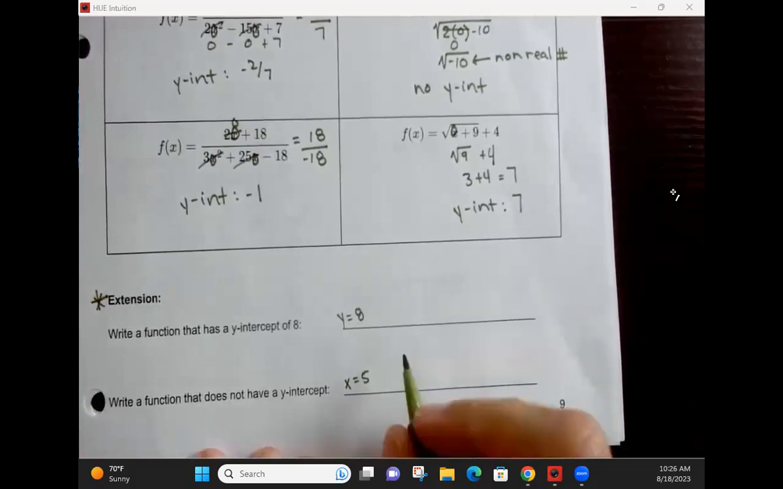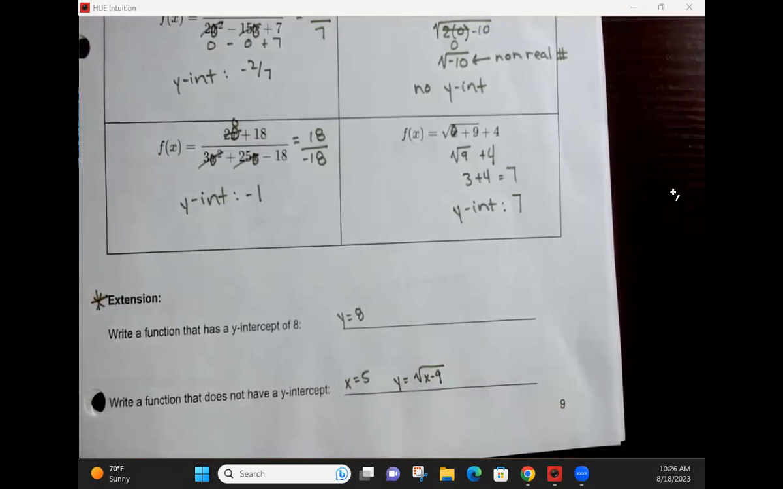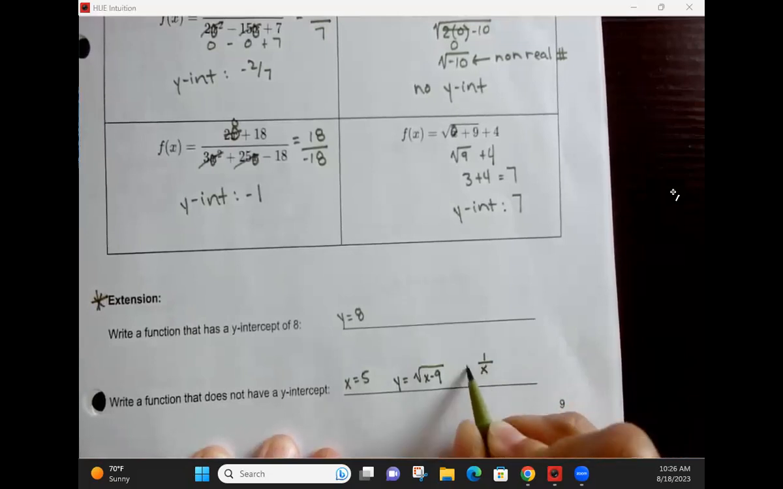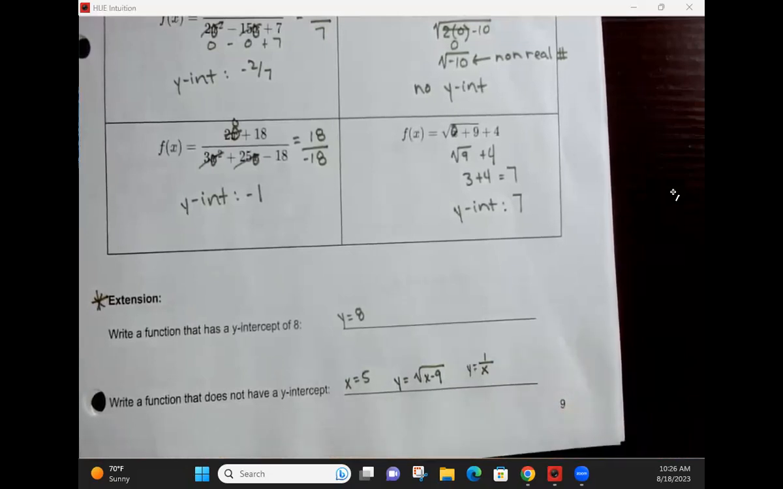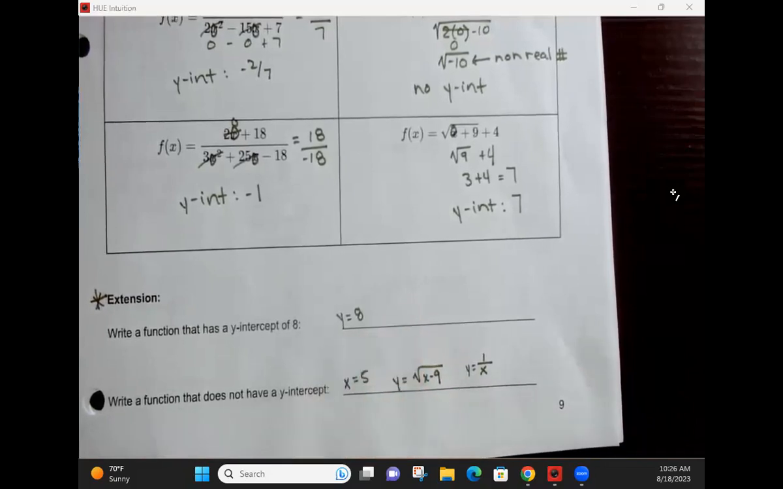Again, I saw some square roots. When I walked around, I saw one that I think was square root of x minus 9, if I'm remembering. You could have also had a rational function 1 over x. That would be undefined if I plugged in 0 for x there. So that one would also not have a y-intercept. Tons and tons and tons of options. I saw some linear stuff, some quadratic stuff here, some other polynomial stuff for this top one. Okay, a lot of good options.